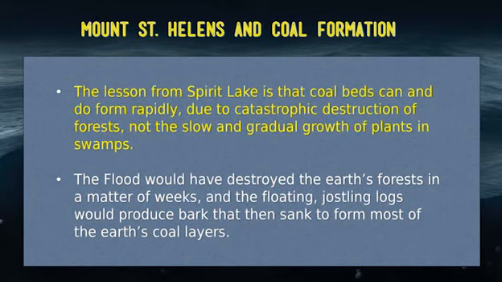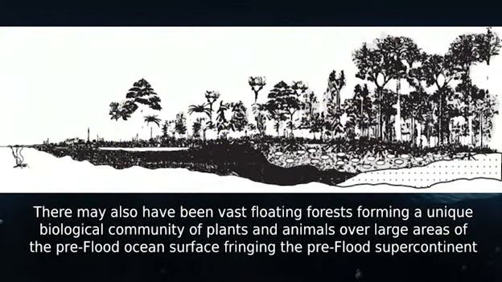We need to remember that the flood would have destroyed all the forests on the pre-flood land surface, and the floating logs would have jostled around on the flood waters for a matter of weeks, breaking off the bark and the twigs, and all that debris would eventually have been swept into and settled into beds to form the coal beds. There may also have been vast floating forests forming a unique biological community of plants and other life over large areas of the pre-flood ocean surface.